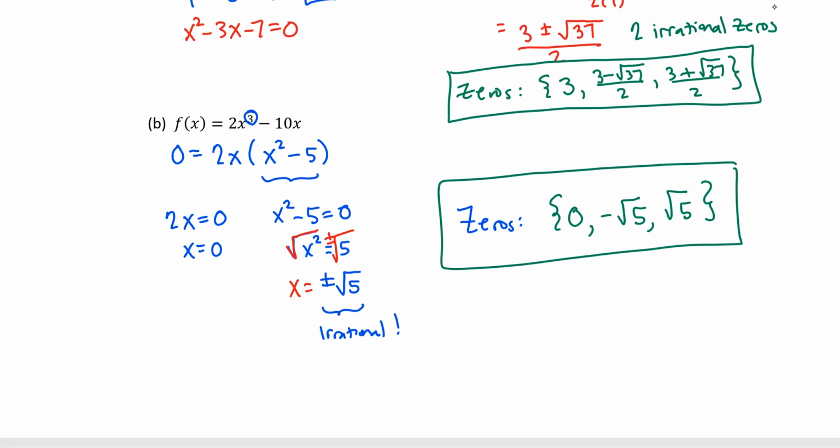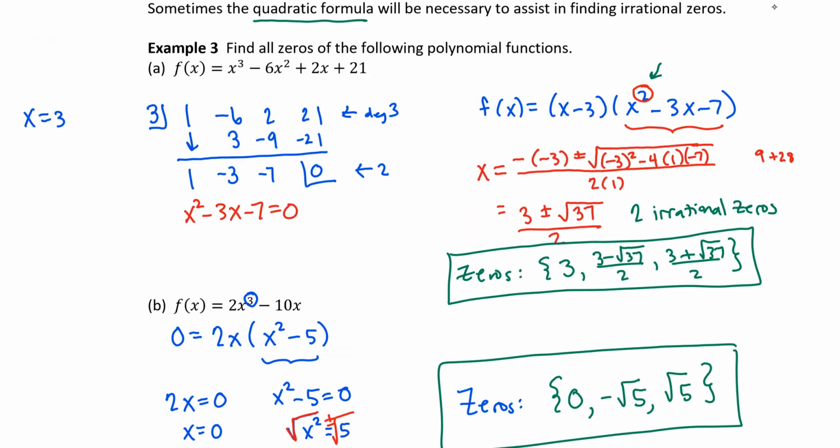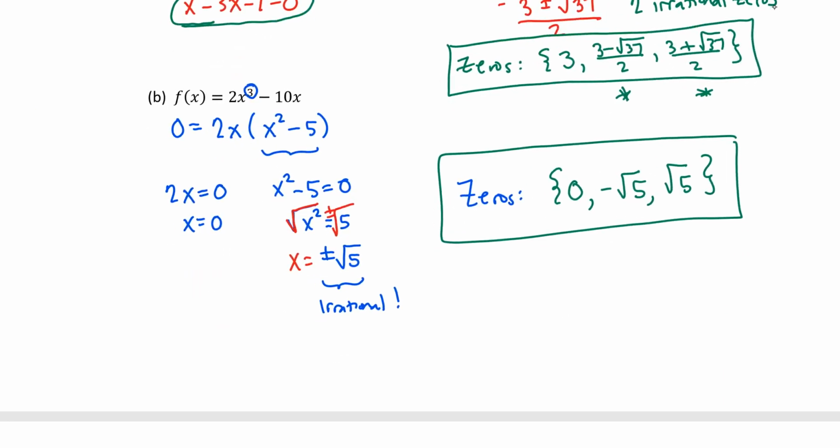So in each of these examples, on the first one we started with our traditional synthetic division process and reduced it down to a quadratic that would not factor, so we applied the quadratic formula, and that's how we came up with our other two remaining irrational zeros. On example B, we simply factored out the greatest common factor, and from the remaining quadratic factor, by setting it equal to 0, we were able to use the square root property, and that's what yielded the other two irrational zeros. Hope that was helpful.